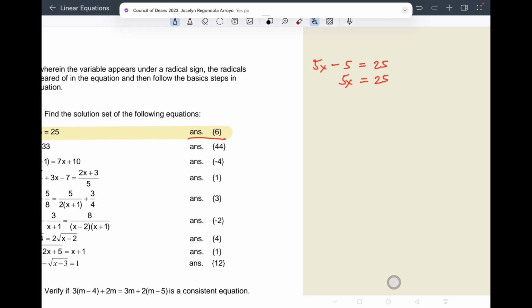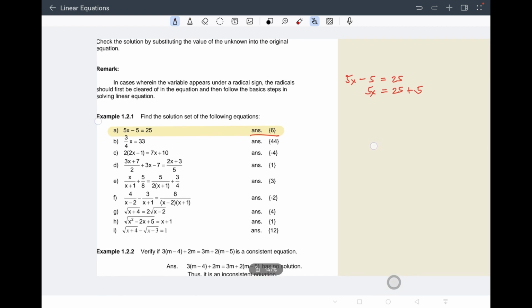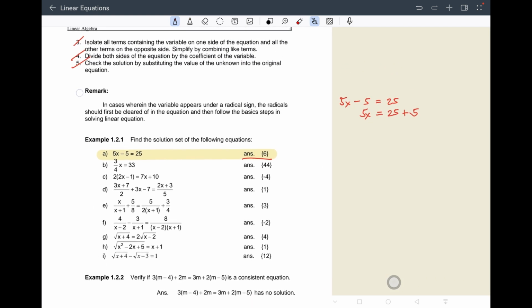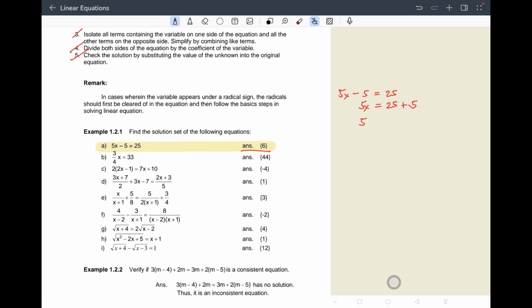Then the negative 5, ay sa right side naman, ilipat natin. So, this will become plus 5. And the next step is to isolate all terms and simplify by combining like terms. So, this will just become 5x is equal to 30. Divide both sides of the equation, step number 4, by the coefficient of the variable. So, ano ba ang coefficient dito ng variable? Yung numerical coefficient. So it's 5. So we divide this by the numerical coefficient, which is 5.